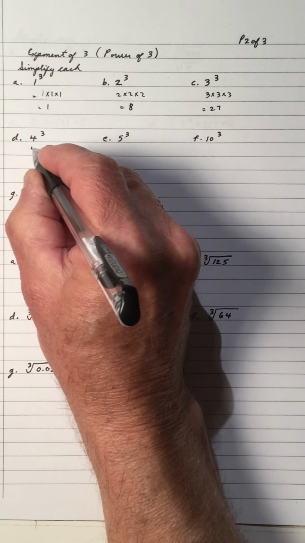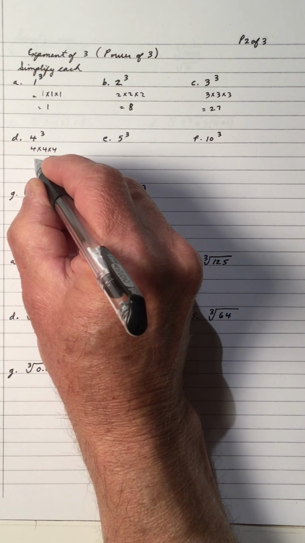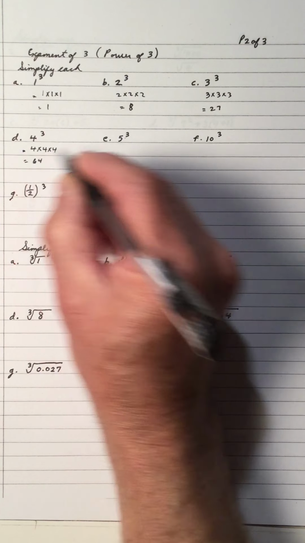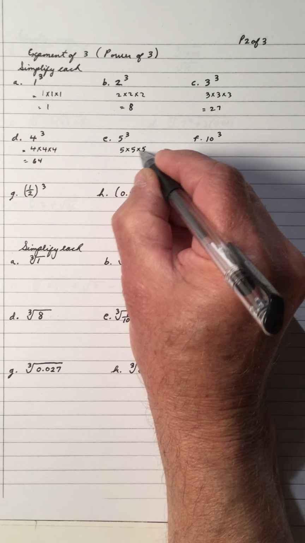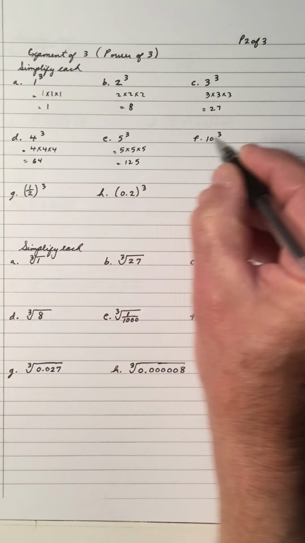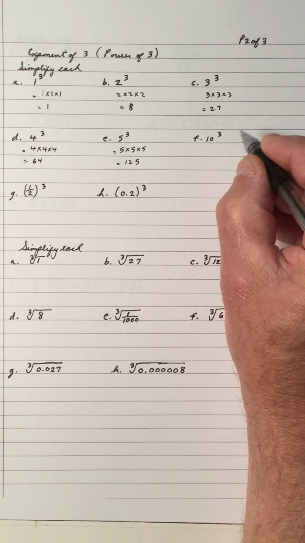Okay, 4 cubed is 4 times 4 times 4. 4 times 4 is 16. 16 times 4 is 64. 5 cubed is 5 times 5 times 5, which is 25 times 5 is 125. And we could have more, but I'm just doing a few.